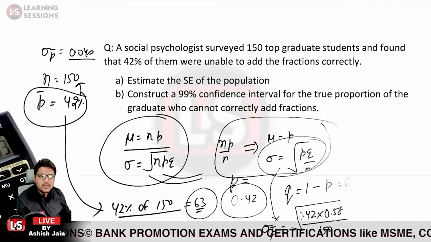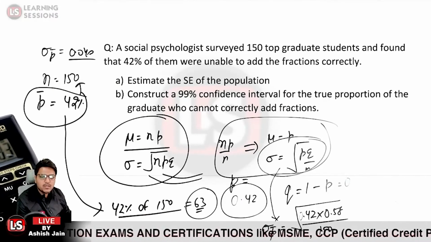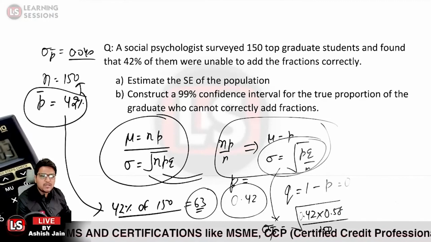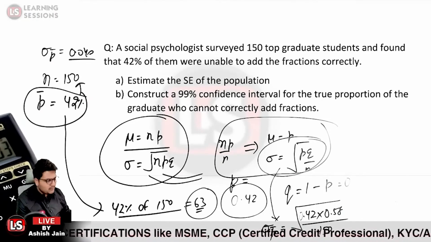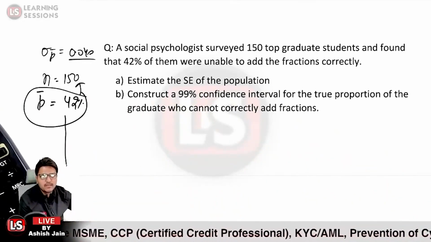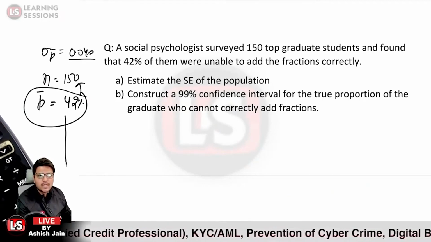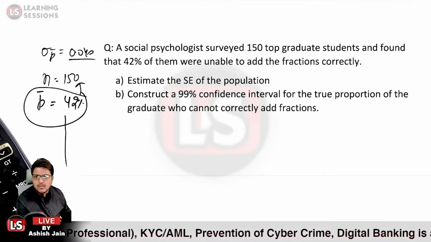And further we want to get an idea related to constructing a 99% confidence interval. We need to construct what? We need to construct a 99% confidence level interval for the true proportion of the graduates who cannot correctly add fractions.